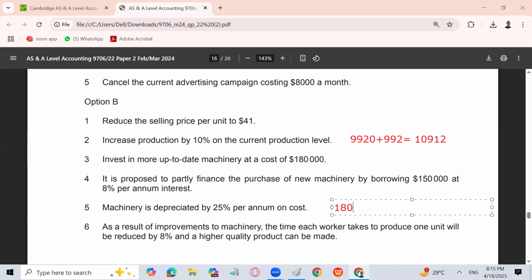So I am going to calculate the depreciation on a monthly basis, 1,80,000 into 25% into 1/12. Because I need to find the depreciation per month to solve the question. 3,750.